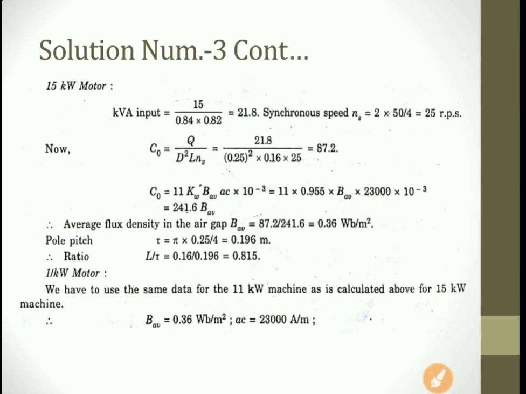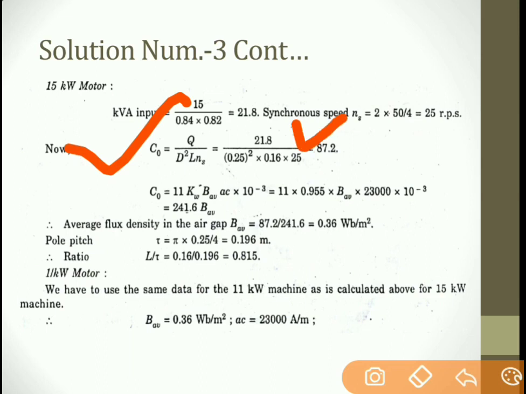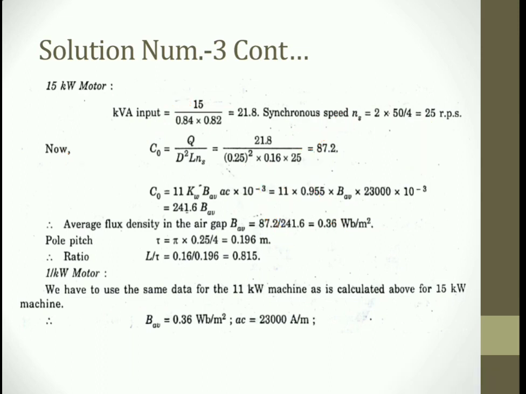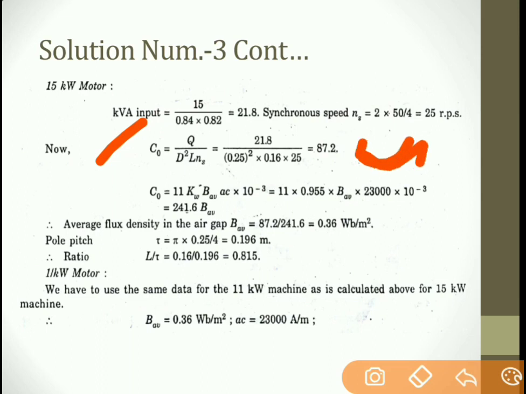So by using those values we are calculating the value of C0. 21.8 is the value we have calculated for Q. Q divided by D square, D is 0.25, L is 0.16, ns is just now calculated, which is 25. If I put all those values, we get C0 equal to 87.2. That is the output coefficient.